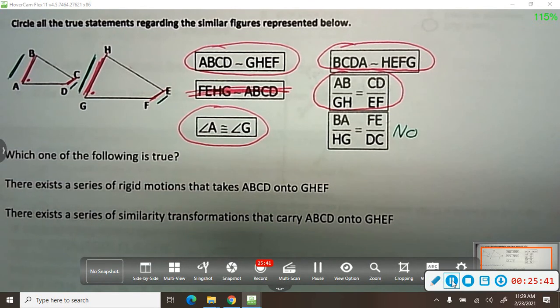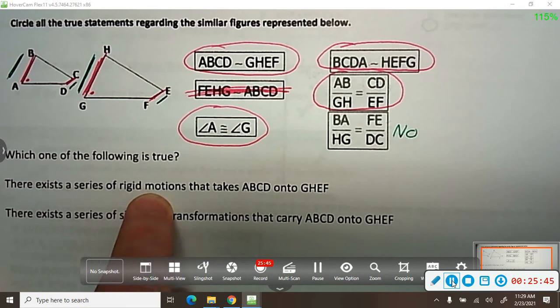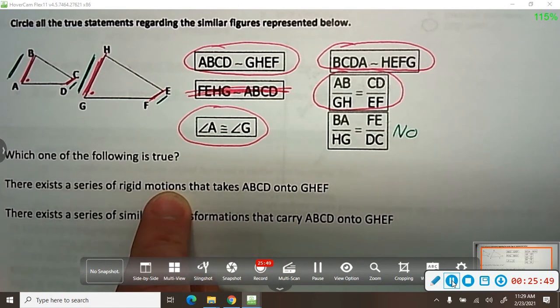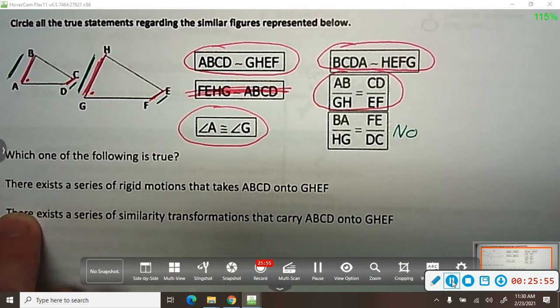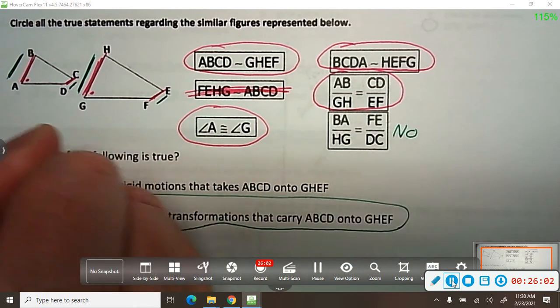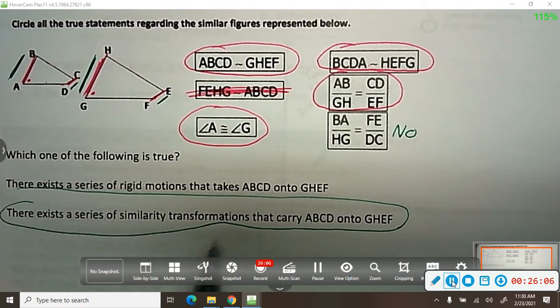And then which of the following is true? There exists a series of rigid motions that takes ABCD onto GHEF. Rigid motions would be not what we're looking for, but there exists a series of similarity transformations that will take this onto this. So what you're looking for is similarity transformations, not rigid.